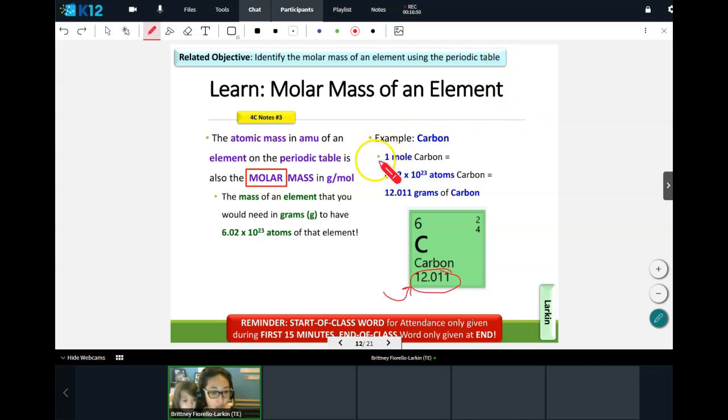1 mole of carbon will always equal this many atoms of carbon, and I can actually weigh that out. It weighs 12.011 grams of carbon.